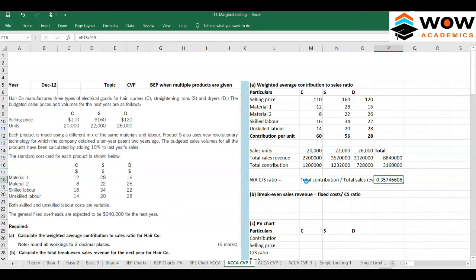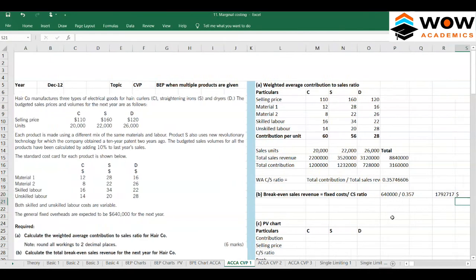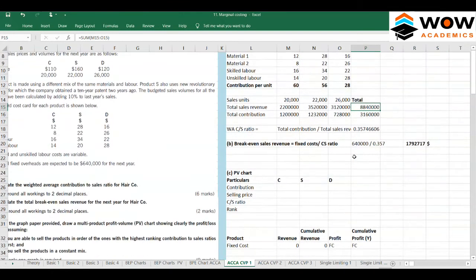So we'll get the fixed cost. The fixed cost is this number. So the break-even sales revenue is at this amount. Okay, at this sales amount, the company will break even. So we can't tell in units because there are three types of products. That's why we are doing it in amount.